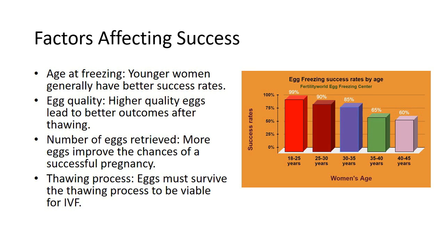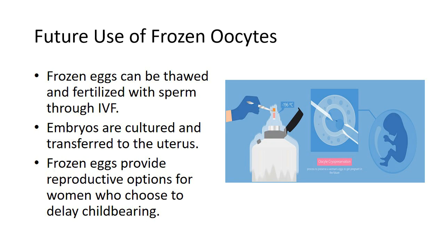4. Success rates and future use of frozen oocytes. Survival rates: approximately 90% survival rate with vitrification, and approximately 75 to 80% fertilization success after thawing. Future use: when ready to conceive, eggs are thawed, fertilized using ICSI, intracytoplasmic sperm injection, and transferred via IVF, in vitro fertilization. Younger eggs frozen before 35 have higher success rates in ART treatments.